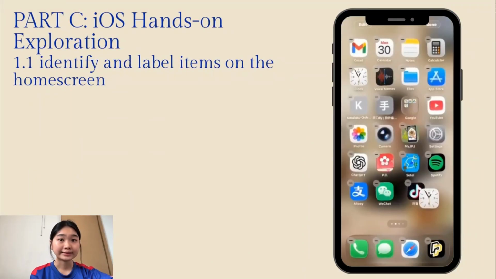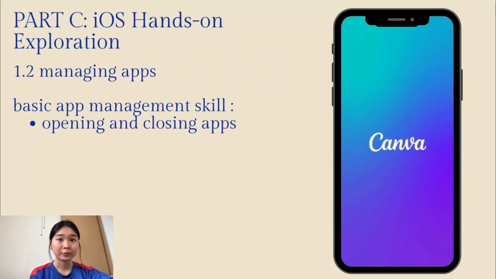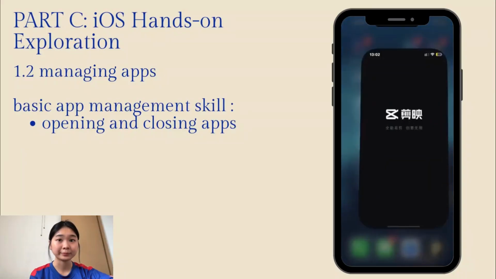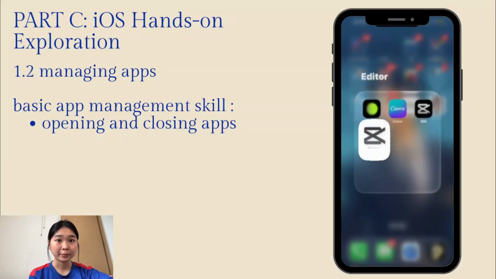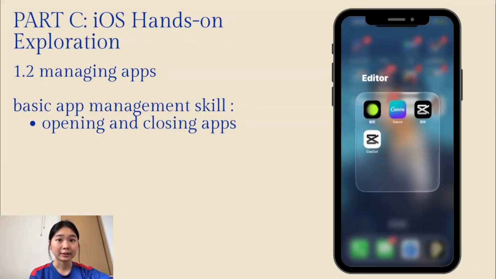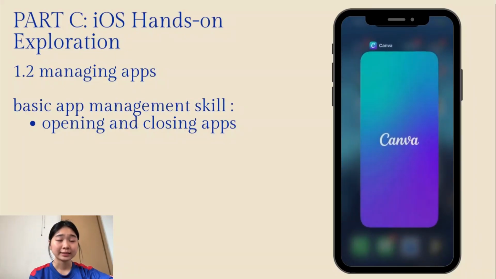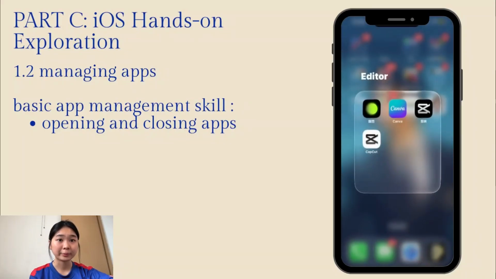Next, this is the home screen of the device. We can see app icons, the dock at the bottom, and the status bar at the top. The home screen is the main place where users access their applications. Now I will show how to manage apps. First, I open an app by tapping on it, then I can close it by swiping up. This allows users to switch between apps and control running applications. This is useful for multitasking.